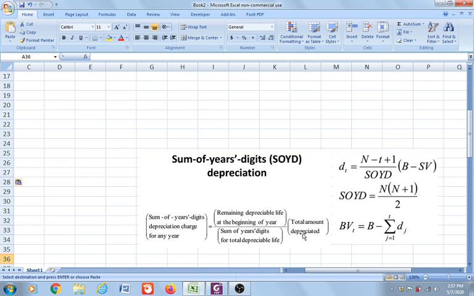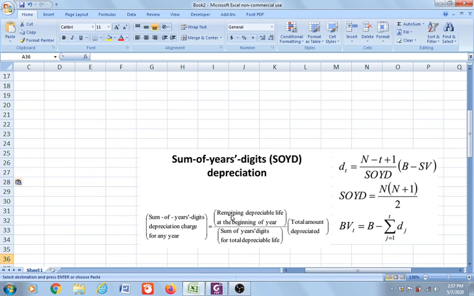And the total amount depreciated is just the basis. And therefore, D_t, the depreciation charge, is (n minus t plus 1) divided by SOYD, given by the following equation, times the total amount depreciated. Sorry, the total amount depreciated is the basis minus the salvage value. So it is not B only, but the basis minus the salvage value. Sorry, I made a mistake earlier.